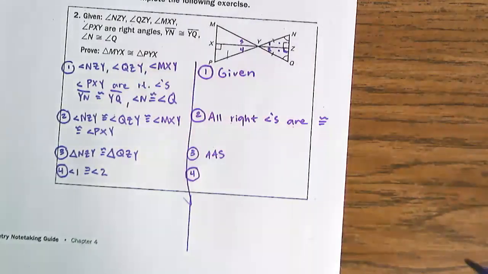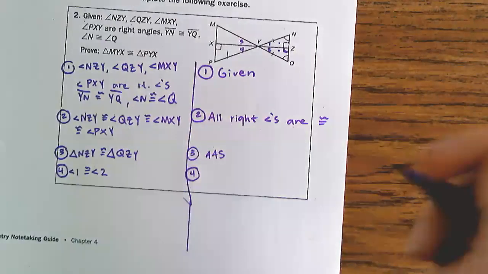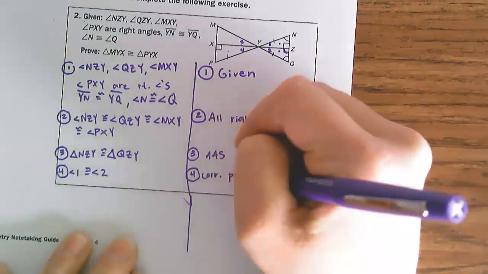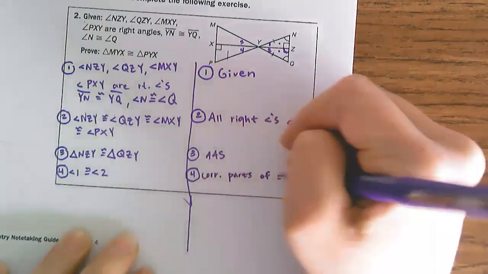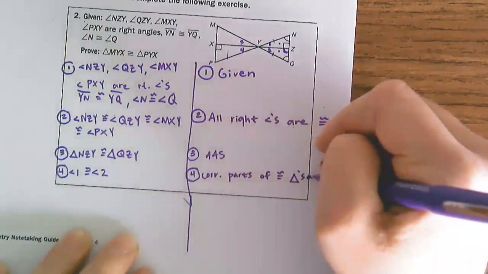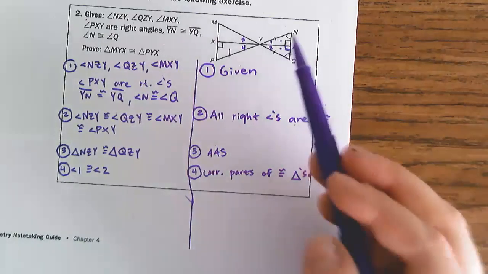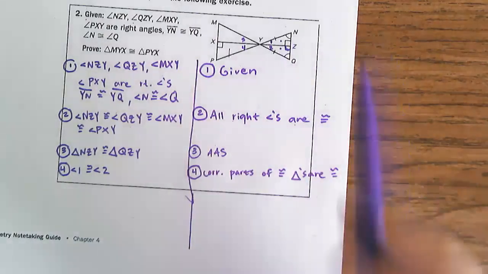Corresponding parts of congruent triangles are congruent. All right, then let's use what we know about vertical angles. What angles are going to be congruent next?